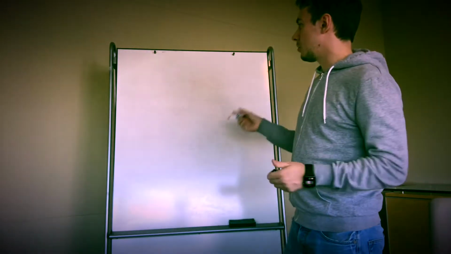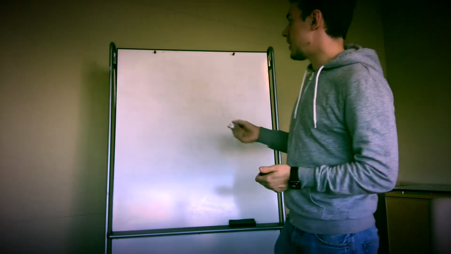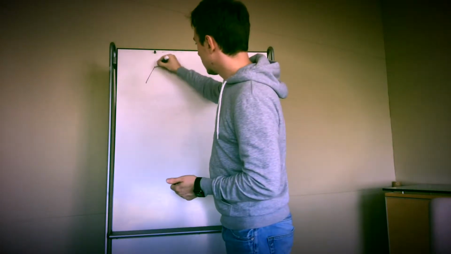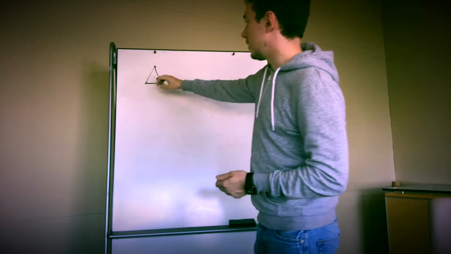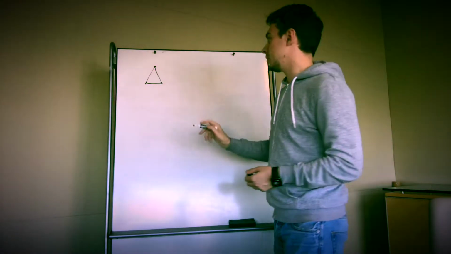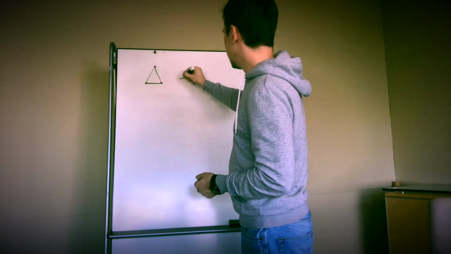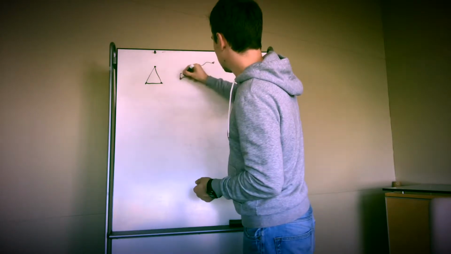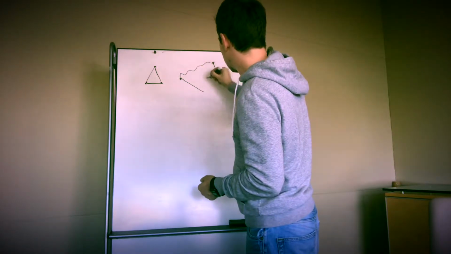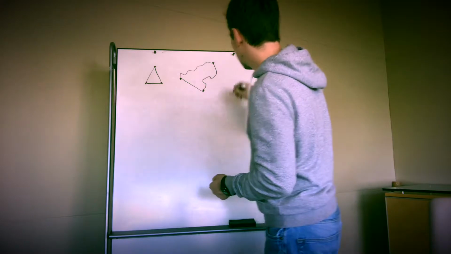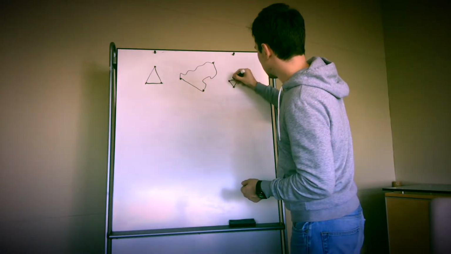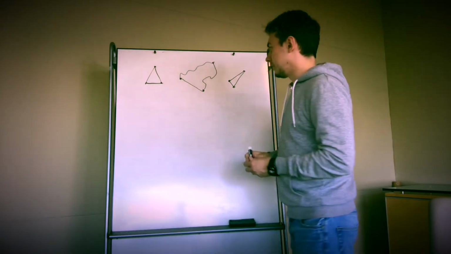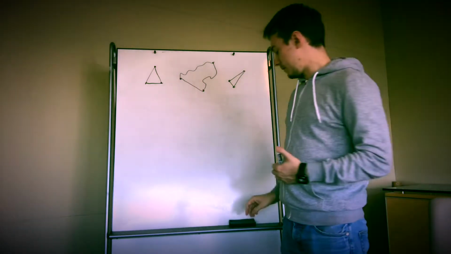We can draw graphs in any way we like. For example, we have this graph which contains 3 vertices and 3 edges. We can draw it like this. We can draw it like this. Any way you want. So all these graphs are the same graph.